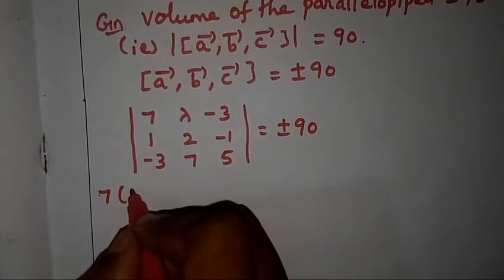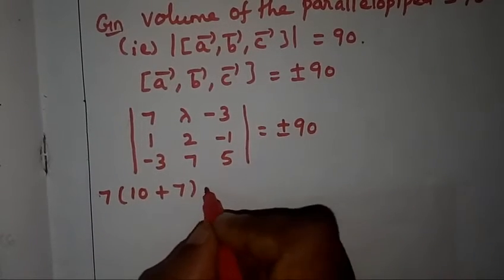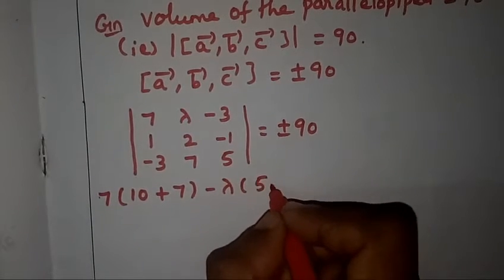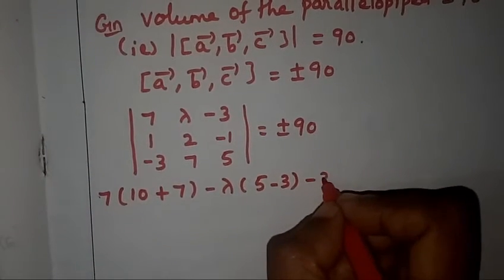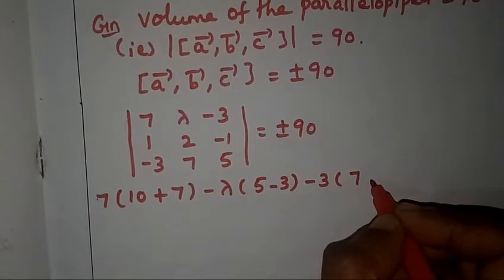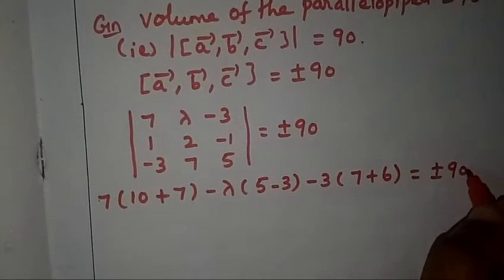So it is 10. Minus of minus 7 will become plus 7. Then minus lambda into, leave the first row and second column, so 5 minus 3. Then minus 3 into, leave the first row and last column, 7 minus of minus 6, it will be plus 6. Equal to plus or minus 90.